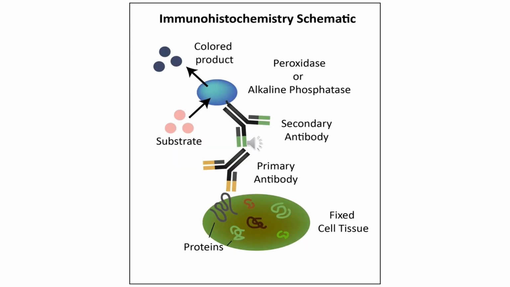Now, this is a schematic representation of the immunohistochemistry procedure. The proteins are present in fixed tissues, and these are made to react with antibodies which are tagged with a coloring or colored product. So, if there is an antibody which reacts with the protein in the tissue, the end result is brown color.